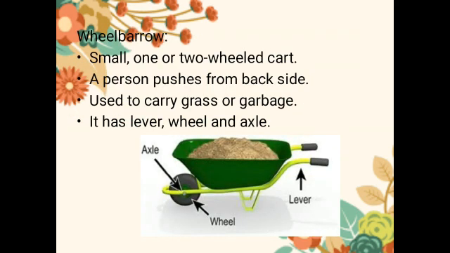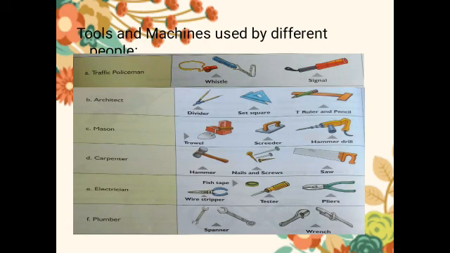Similarly, for wheelbarrow, the simple machines are wheel and axle and lever. These simple machines together form a wheelbarrow, which is used to carry a heavy load, right? So altogether we conclude that simple machines together form a compound machine. So here is a list of tools that can be used by different kinds of people, such as electrician, plumber, mason, traffic policeman, architect, carpenter, etc. Right? Just go through it.